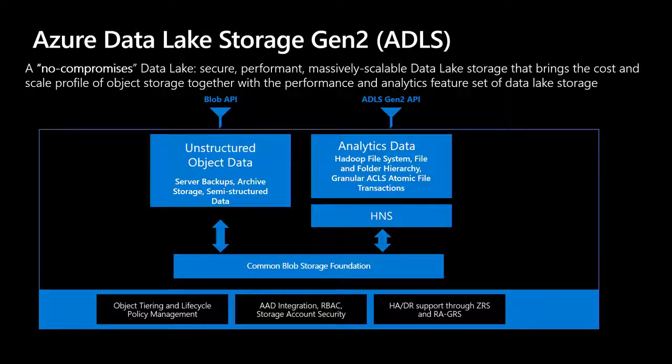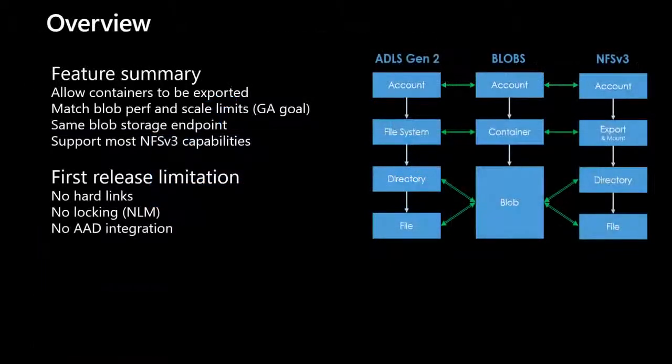Okay? And so now, once we built this, we basically said, now we have something we can use for multiple protocols, including protocols that require file system semantics or a hierarchical namespace, namely NFS. So what this shows is that one account can now provide ADLS Gen 2 API, Blob API, and NFS v3 functionality, without having to move the data from one silo to another silo. It all stays in place, no copy required.